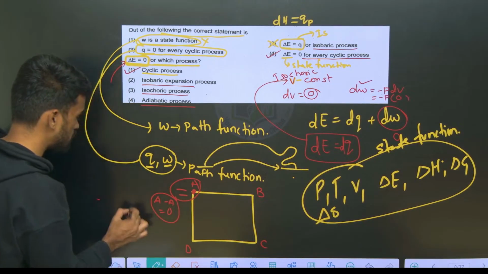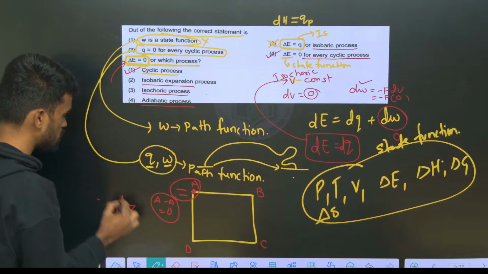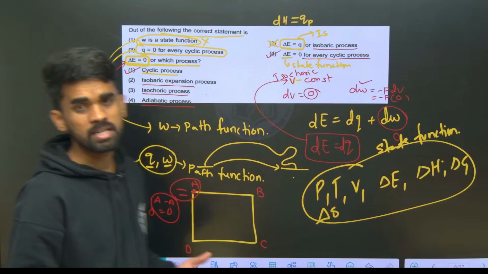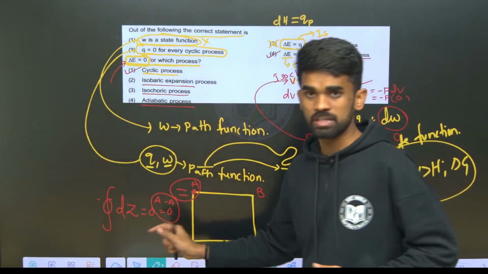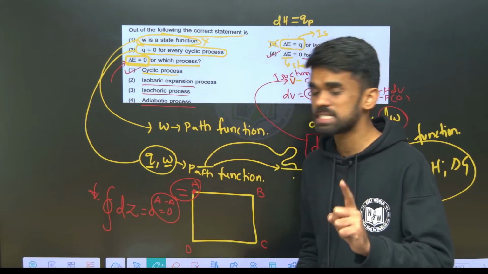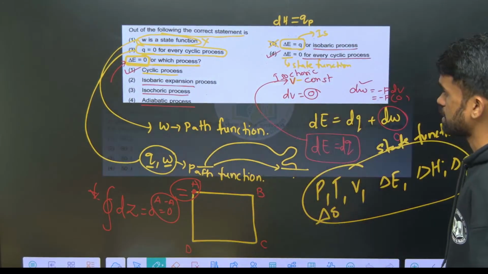So I can say if Z is a state function, then the change in the state function in a cyclic process will be 0. Remember this as a mnemonic or in whatever way you can. This is an important point and should be remembered. Hope this is clear. Yeah, next.